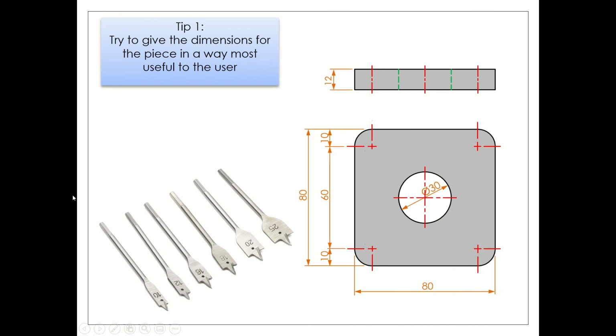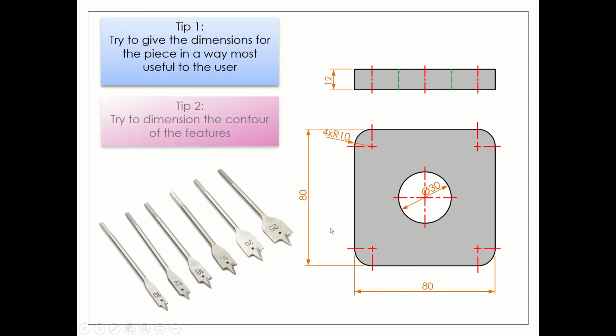Sticking with this example here, we're back to where we were. We say that always try and dimension the contour of the features. That's tip number 2. So when we say the contour of the feature, we're talking about dimension the view where you see the shape of the actual feature you're talking about. And if we stick with the actual hole here, it's the plan view in this case that we can see this is where the hole actually is. It's a diameter 30, the dimension goes where we see the circular part of the hole.